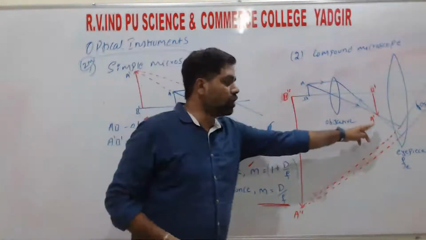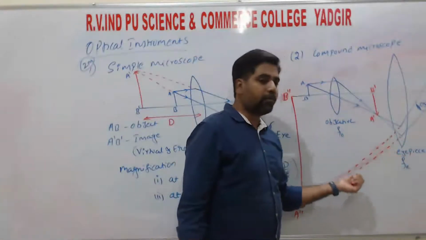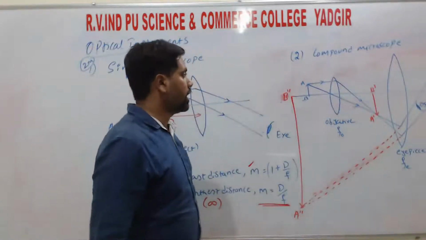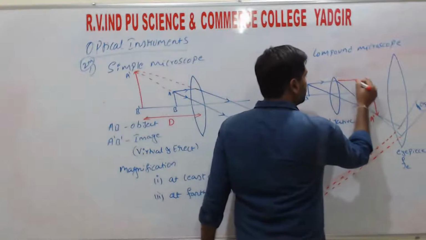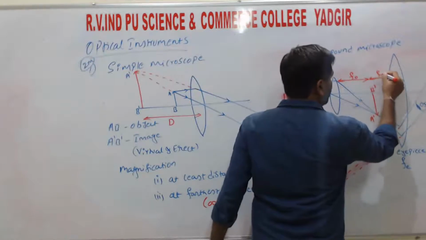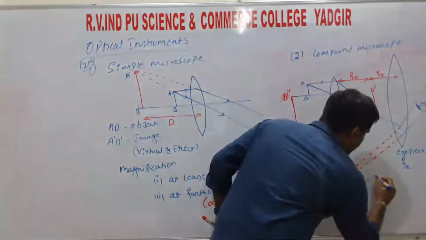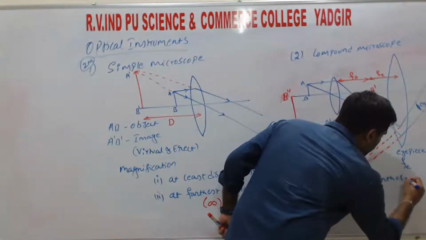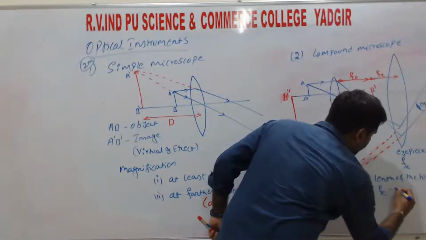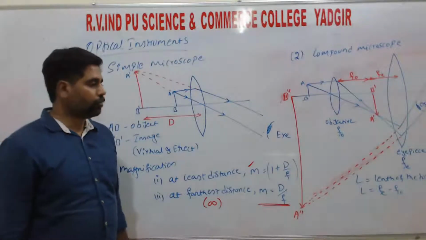So hence we are using two lenses. One lens we call objective and another lens we call eyepiece. So objective we call FO and eyepiece we have FE, right? So this distance is FO, here this distance is FE. So here one more term will come, that is L, where L is the tube length, that is L equals FE minus FO, right?